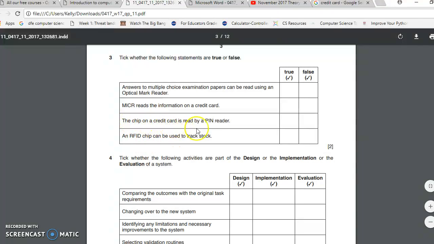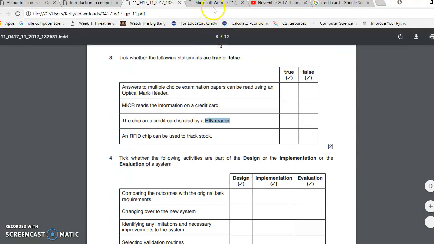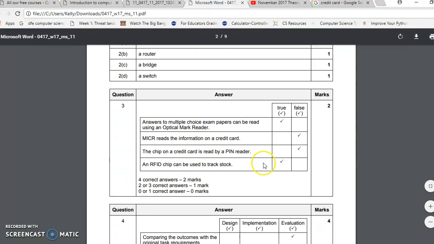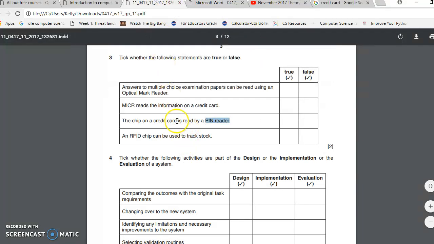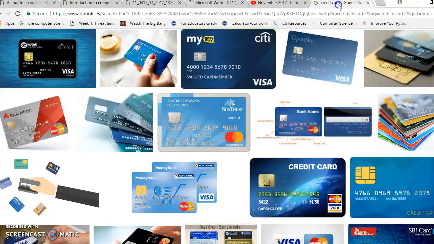So next, credit cards. The chip on a credit card is read by a pin reader. If I look at the mark scheme, and I'll prove it to you, it's not true. It's actually false. The reason why it's false is because the chip on a credit card is not read by a pin reader. It's actually read by a chip and pin device. But there's no such thing as a pin reader.